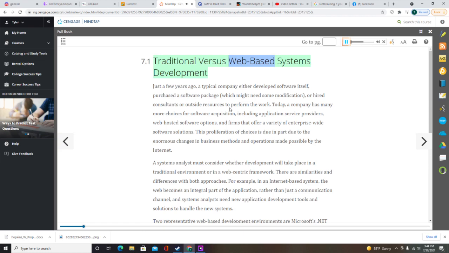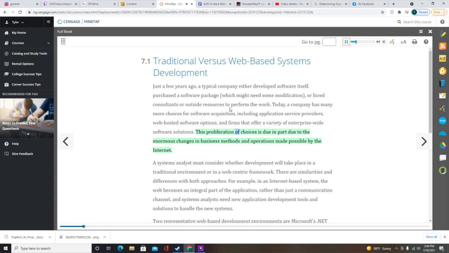Traditional versus web-based systems development. Just a few years ago, a typical company either developed software itself, purchased a software package, which might need some modification, or hired consultants or outside resources to perform the work. Today, a company has many more choices for software acquisition, including application service providers, web-hosted software options, and firms that offer a variety of enterprise-wide software solutions.